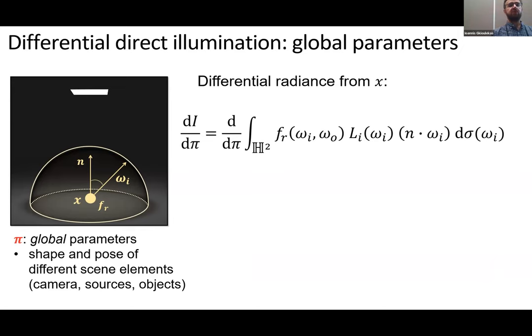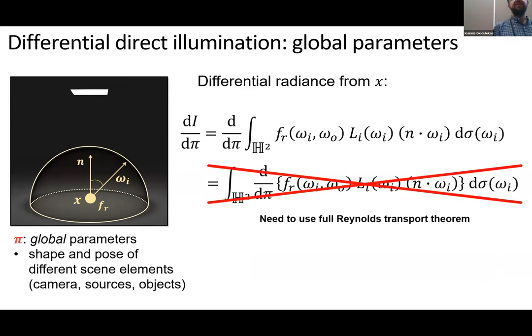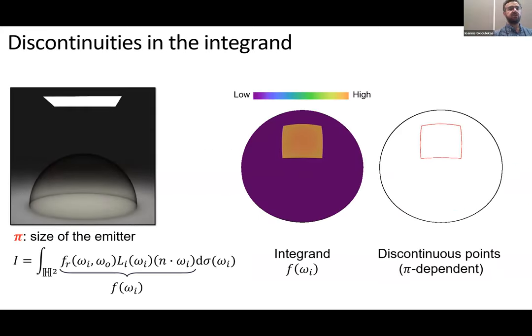So in this case, what do we do? We cannot just move the derivative inside. Because remember, now my domain of integration will either explicitly depend on pi or will have discontinuities that depend on the unknown. So instead of that, I need to use the full Reynolds transport theorem. Let's try and apply this to this case. If I look at the thing I'm integrating, which is in this case the incident illumination times a BRDF, for this scene, it will be discontinuous with a discontinuity that depends on the size of the emitter. So if I'm trying to optimize with respect to my emitter, this is a discontinuity I need to take into account, okay?